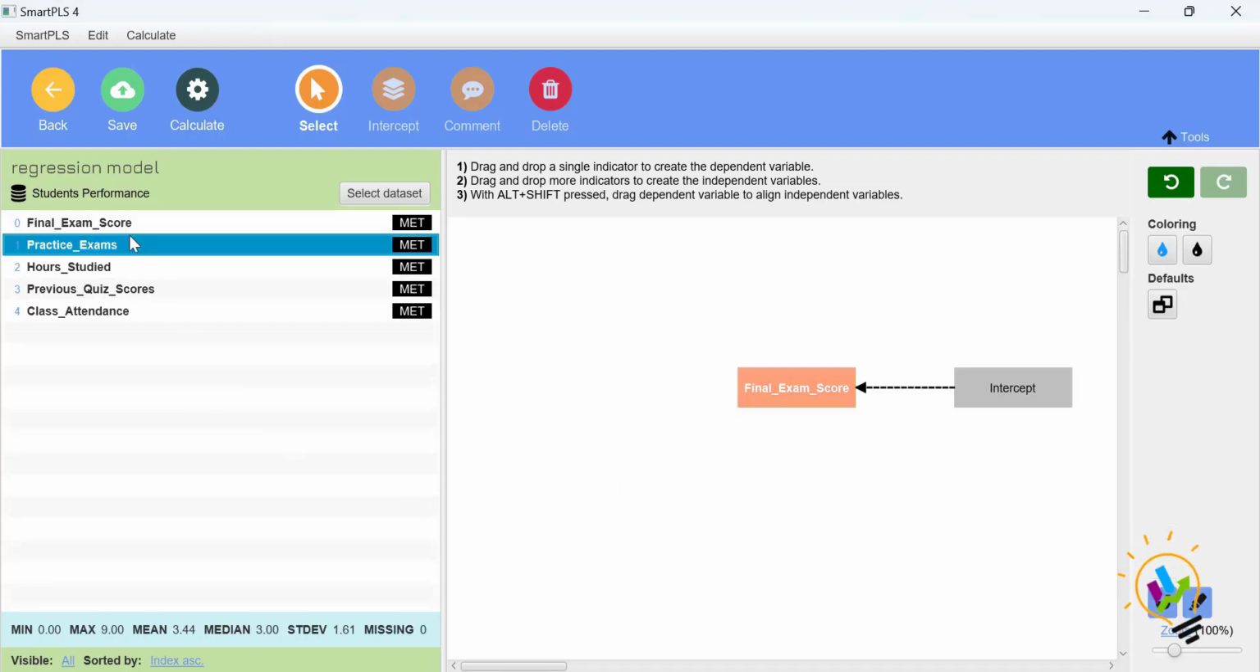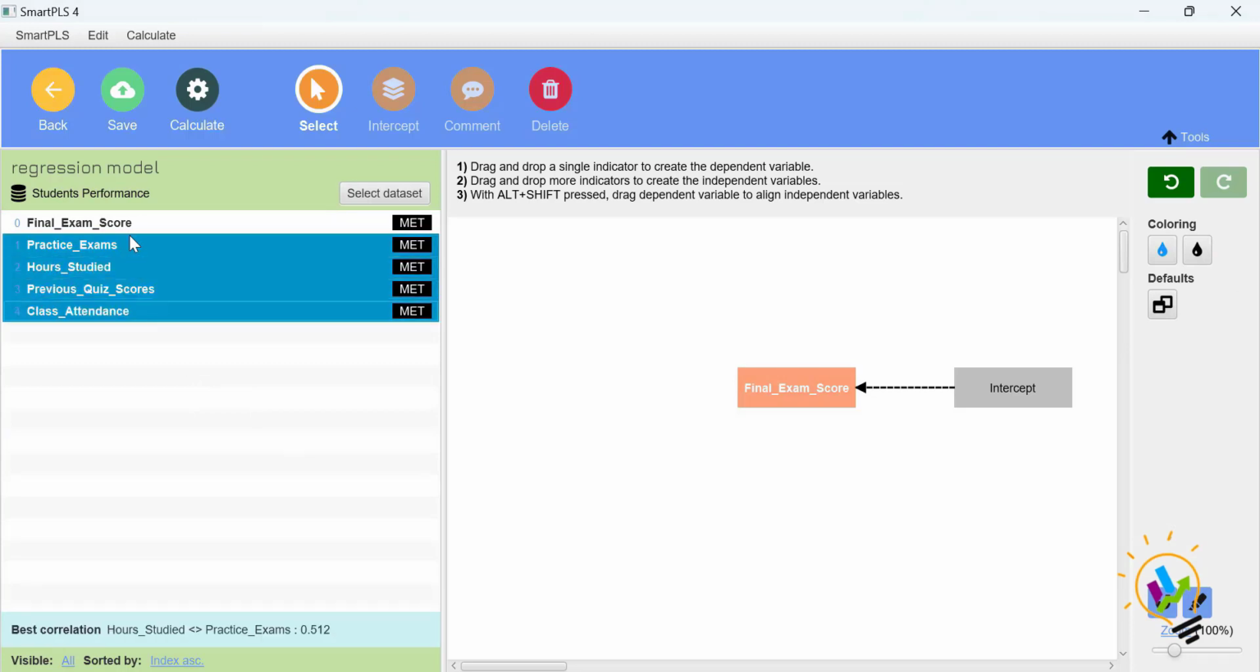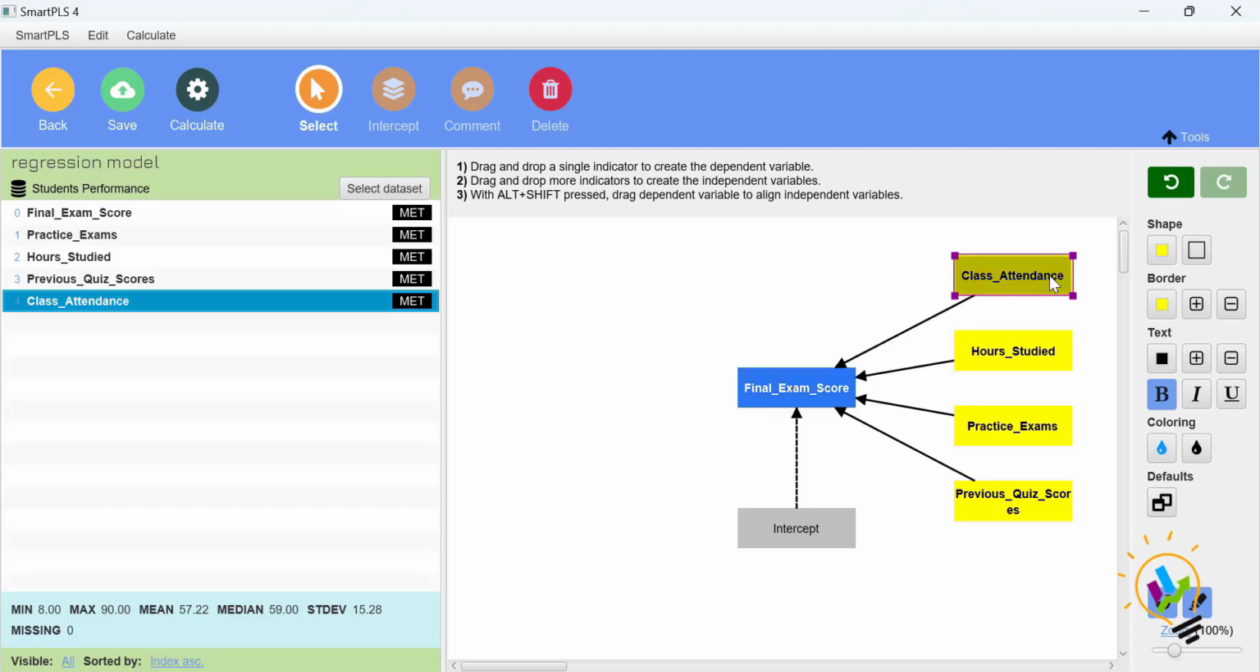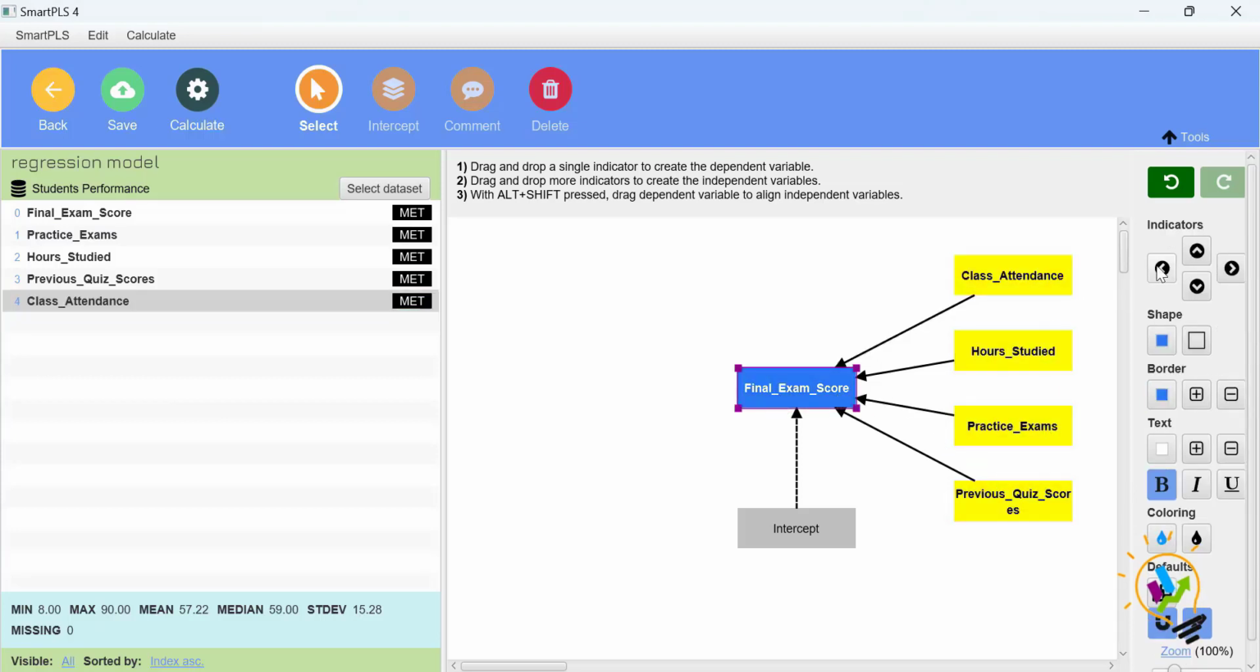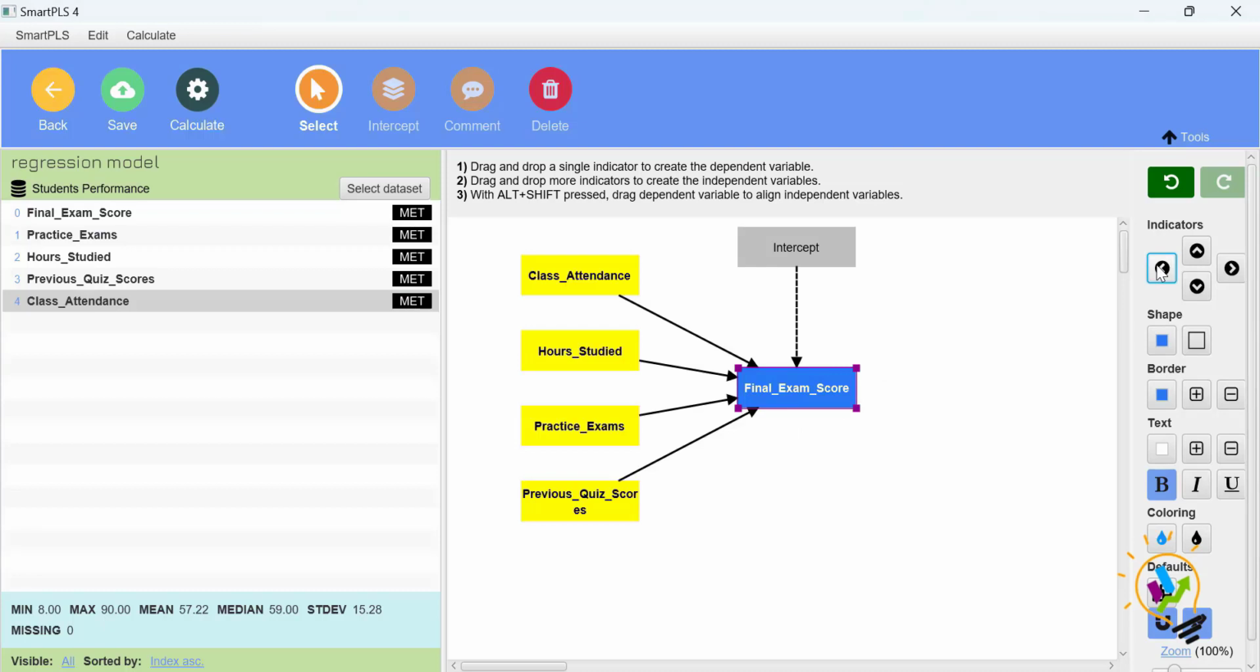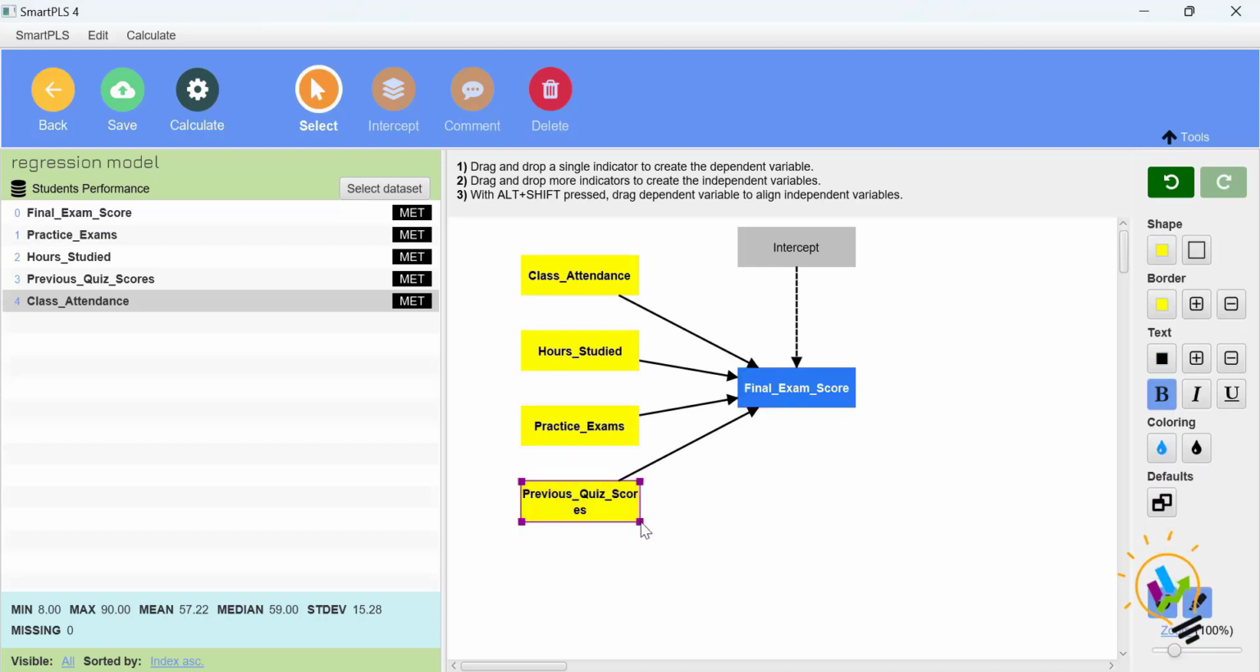Now let me take all the independent variables. Shift and select all the 4 independent variables, drag and drop them on the final exam score. Now you can see we got all the 4 independent variables. Now let me move them to the left side. This is the model which we got. We have one dependent variable, final exam score, which has an intercept, and 4 independent variables. You can resize this: previous quiz score, practice exam, hours studied, and classes attended. So this is the final exam score.